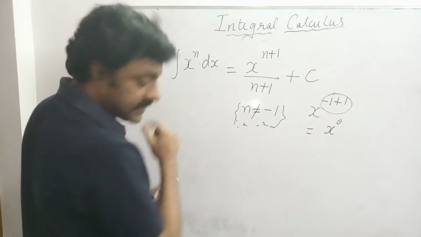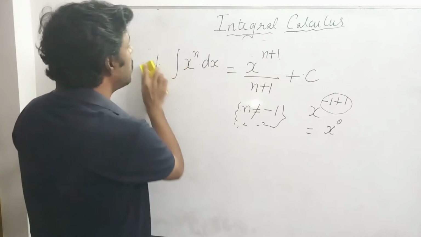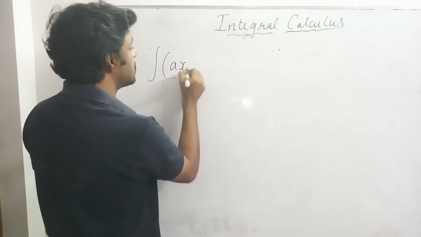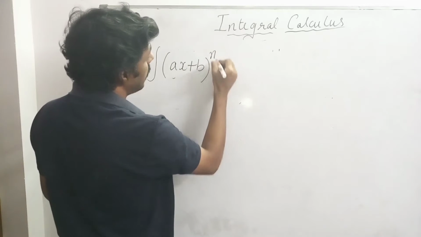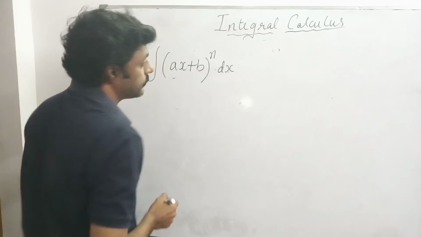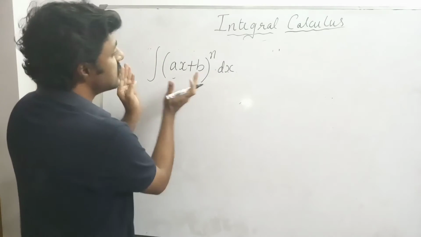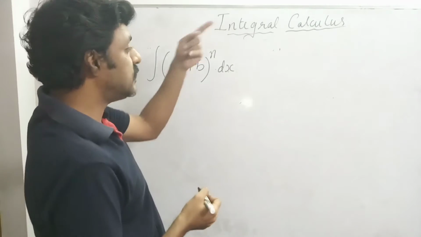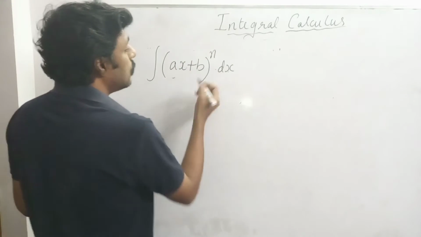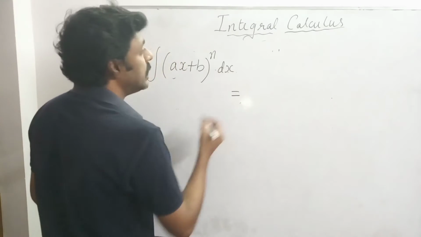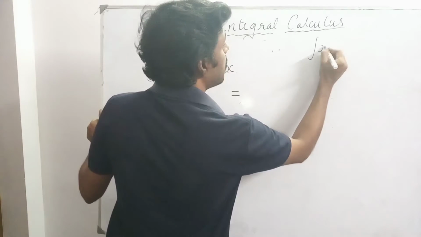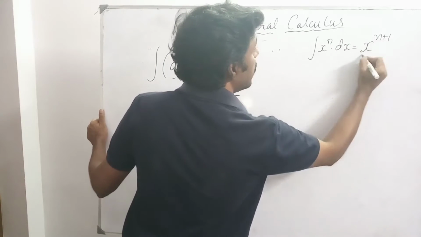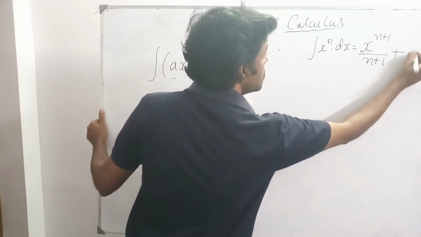So next, the second result. The second result is the integral of (ax plus b) whole power n into dx. This looks like x power n into dx, like the one we saw previously. We know that the integral of x power n into dx is nothing but x power n plus 1 divided by n plus 1 plus c.